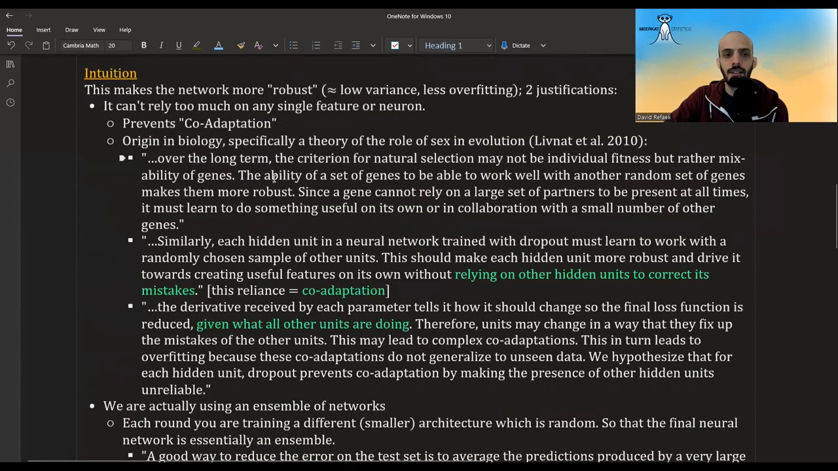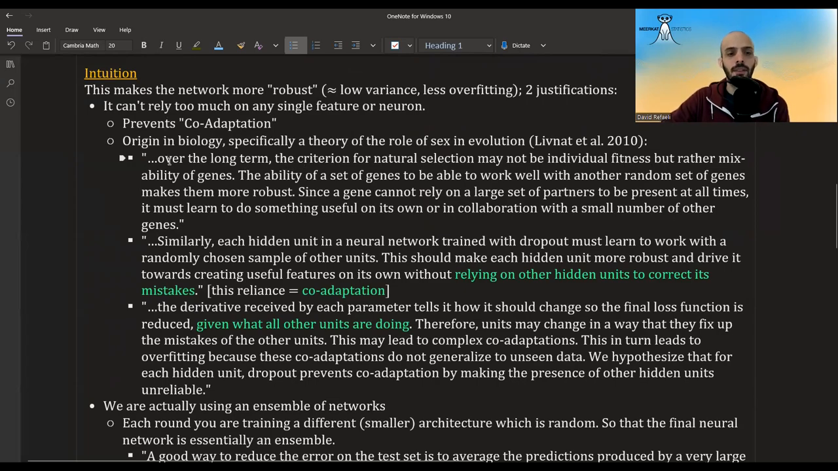So what is the intuition behind this dropout? Why does it work? There are two justifications for why dropout makes your neural network more robust, has low variance, and overfits less. The first intuition is that each neuron cannot rely too heavily on the other neurons, and so it prevents what is called co-adaptation. The origin of this theory is in biology.